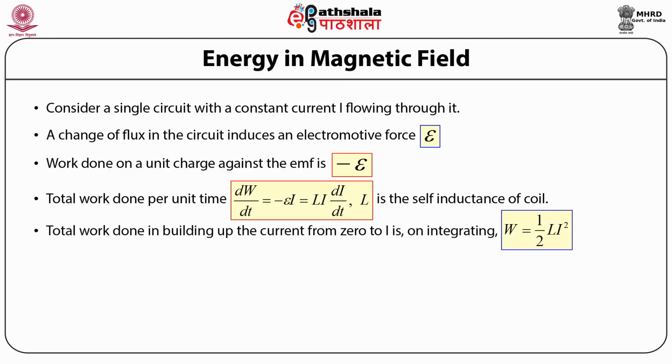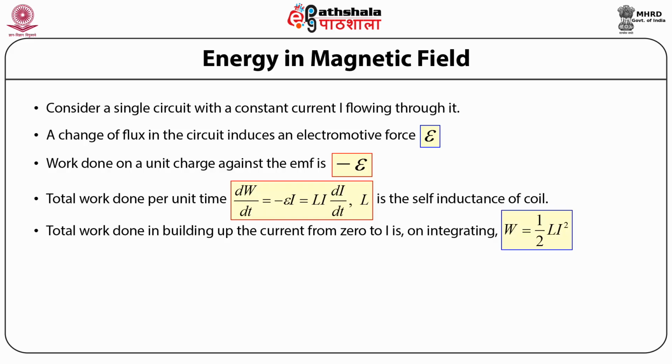So the expression for the total work done per unit time, that is the derivative with respect to time of the total work done W, is equal to L times I times the derivative with respect to time of the current I, where L is the self-inductance of the coil and I is the current that is flowing in the coil.